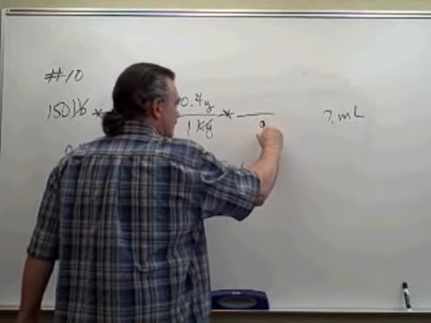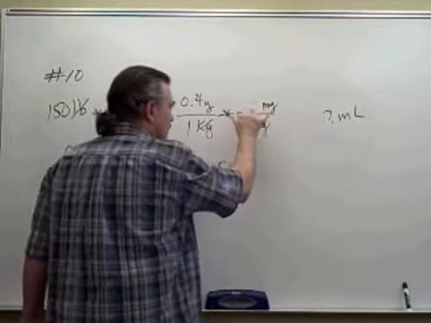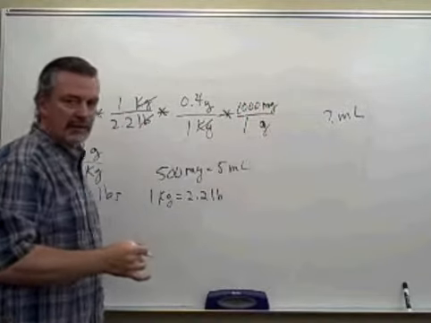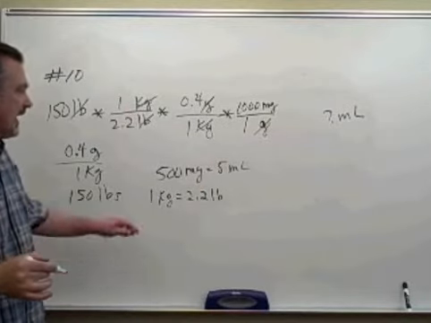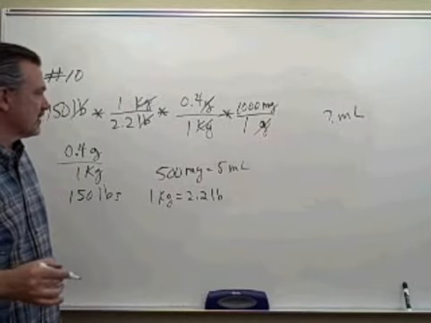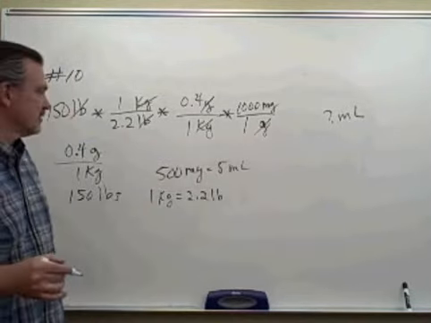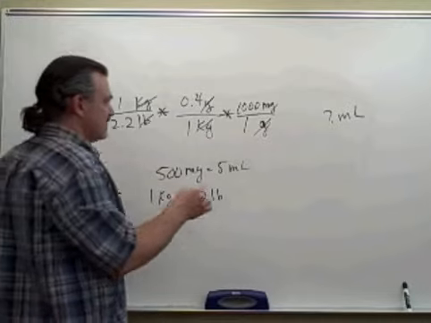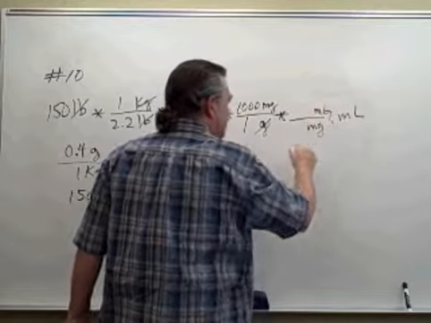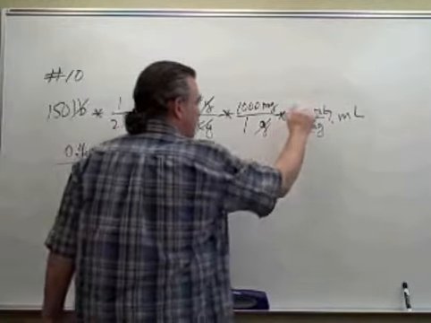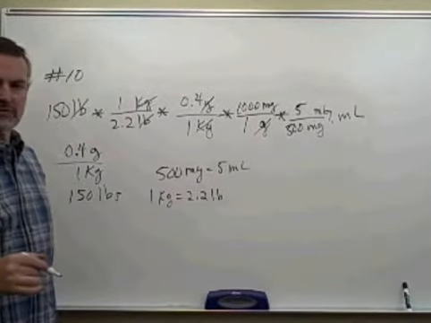So I want grams to go away. I want to end up with milligrams. 1 gram is 1,000 milligrams. So now the grams are gone. And now I can put one more conversion fraction in that will get me from the milligrams to the milliliters of liquid that I would administer to the patient. So I want milligrams to go away. I want to end up with milliliters. And 5 milliliters contain 500 milligrams of the drug.